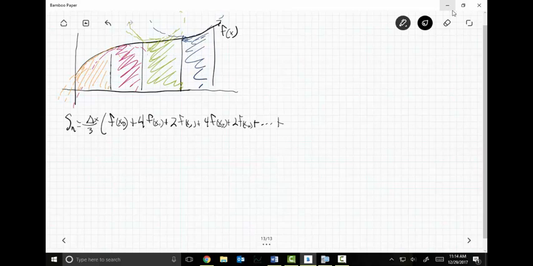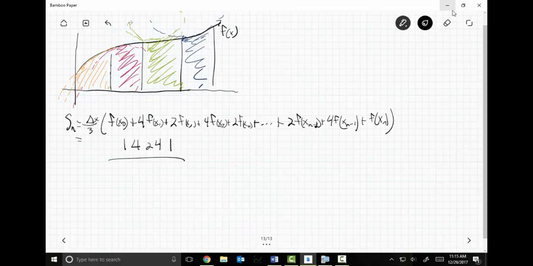plus 2 f of x sub n minus 2 plus 4 f of x sub n minus 1, whoops, that should be an n minus 2, n minus 1, and then plus f of x sub n. So the thing to remember is always this. Here's the way I remember it. I always remember it as 1, 4, 2, 4, 1. In other words, I start with the coefficients of these f terms goes 1, and then it always goes 4, 2, 4, 2, 4, 2, 4, 2, 4, 1.